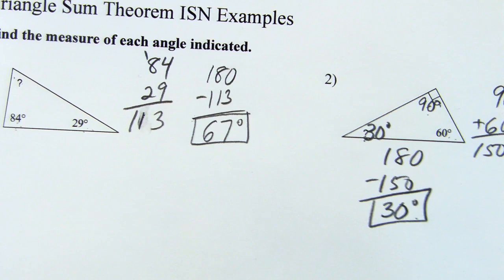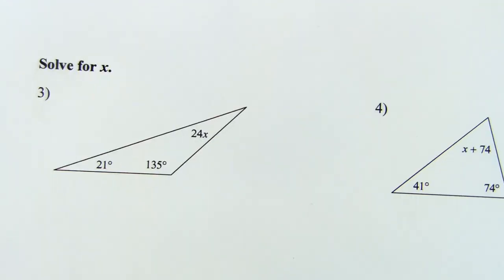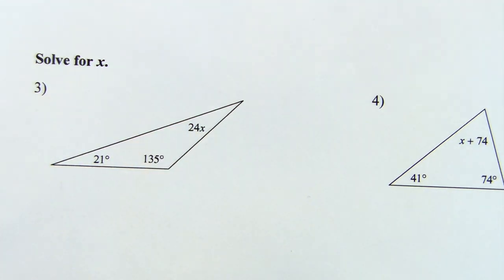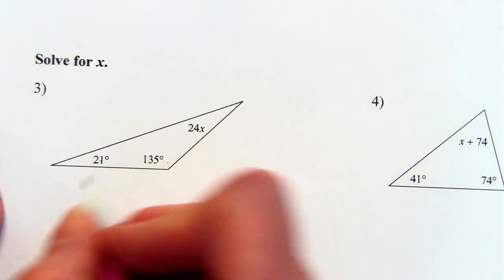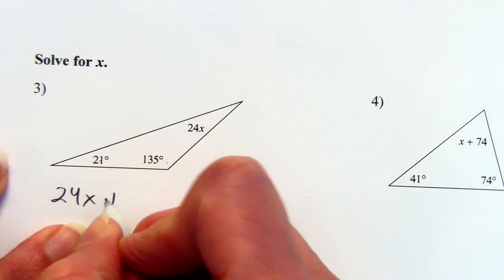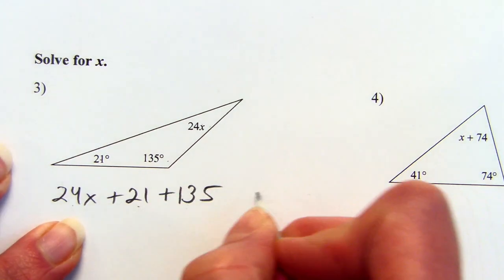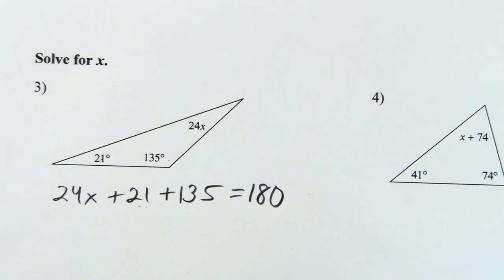All right, so those are the simpler problems. Now we're going to add in a little bit of algebra. So on 3 and 4, it just says to solve for x, which is part of this angle, but not the whole thing. So we are just going to add these three things together. So I'm going to write 24x plus 21 plus 135. So angle, angle, angle equals 180 degrees. And what we've done is we've created an algebraic equation.